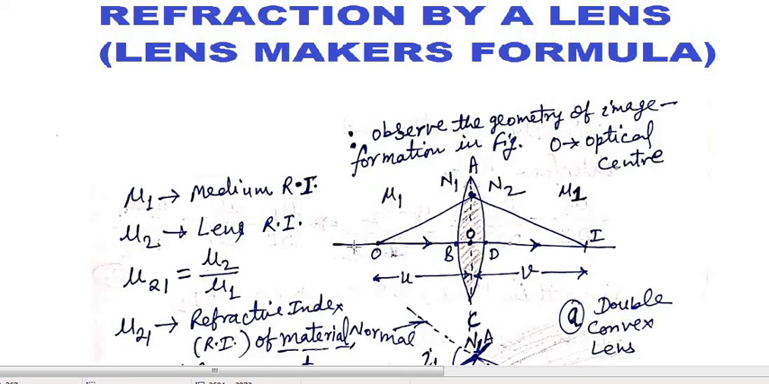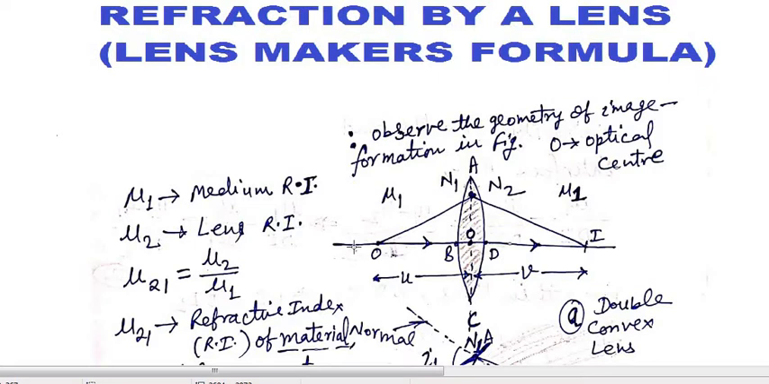In this session, we are going to discuss the topic refraction by a lens. Here we will derive the lens maker's formula. As the name suggests, lens makers. So it is useful to design lenses of desired focal length using surfaces of suitable radii of curvature.